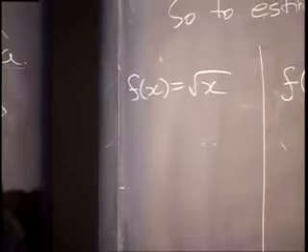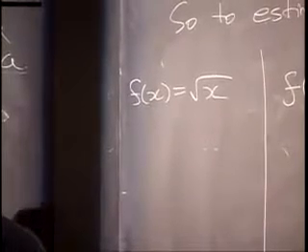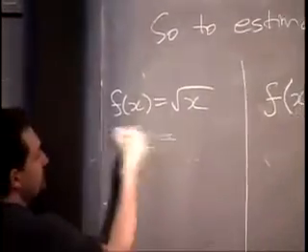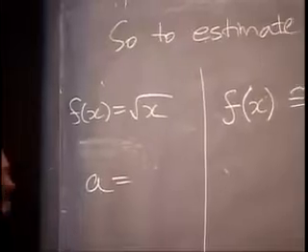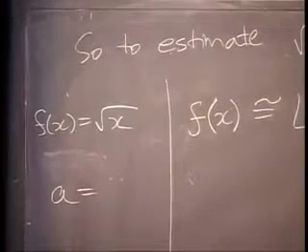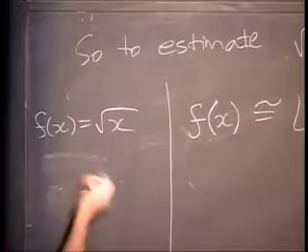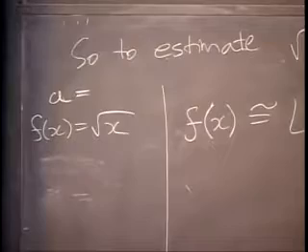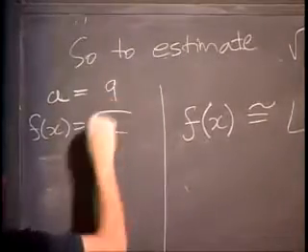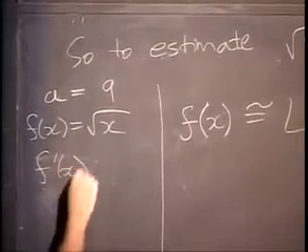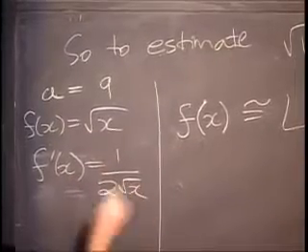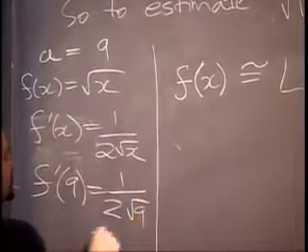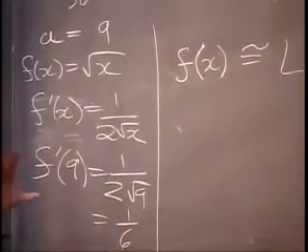Now, if I could just take root 11, I'd be done, but I can't. I need a point near 11, which is a candidate for the number a. What is a? I need a number near 11 that I can nicely take the square root of. Well, we've already discussed it. It's 9. So the derivative is 1 over 2 root x. And the derivative at 9 is 1 over 2 root 9, which is 1/6. That's just nice working to keep this tidy.